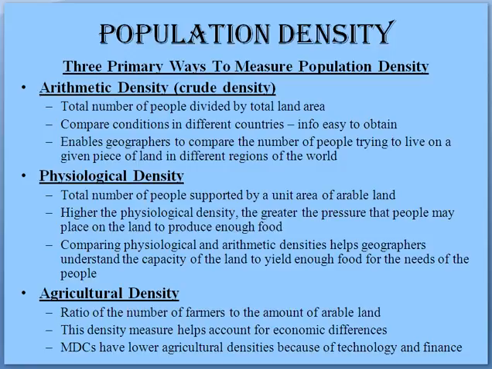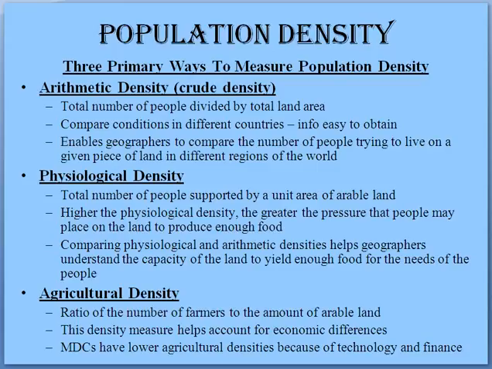Lastly, we've got agricultural density, and this is going to tell us the number of farmers for arable land. When we look at this, it's really going to tell us whether this is an MDC or an LDC. MDCs are going to have more advanced technology, better fertilizers, more tractors, more anything that's going to speed up the process of agriculture. Whereas an LDC is going to do it just through raw numbers of people, right?